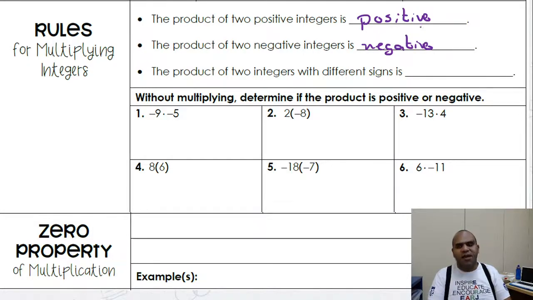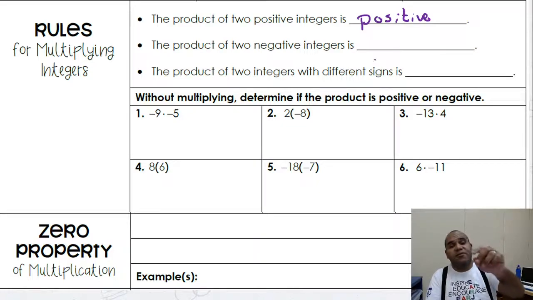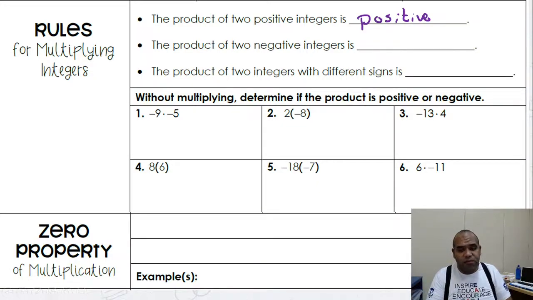Oh, sorry guys, not that. The product of two negative integers is always positive. Negative times negative is positive. Sorry guys. The product of two integers with different signs is negative. That is what I meant.